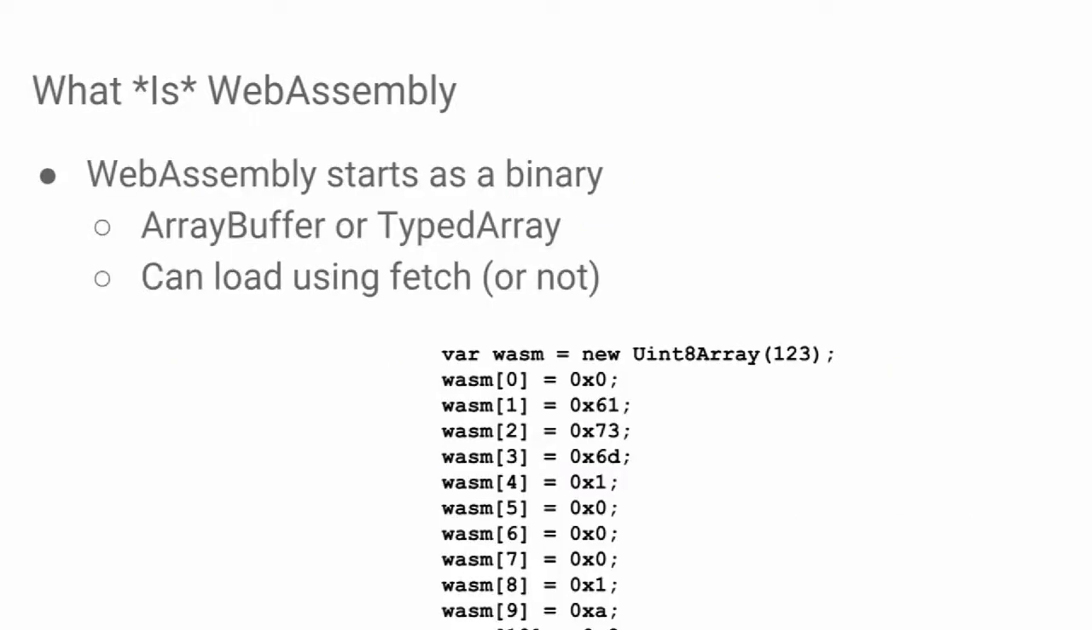So to start off, from a technical perspective, what is WebAssembly? Well, it's a binary format, and since right now it mostly gets loaded in JavaScript, you create a binary, and there's a keyword fetch you can use to put it into an array buffer or a typed array in JavaScript, or you can just put it in byte by byte like I did here.